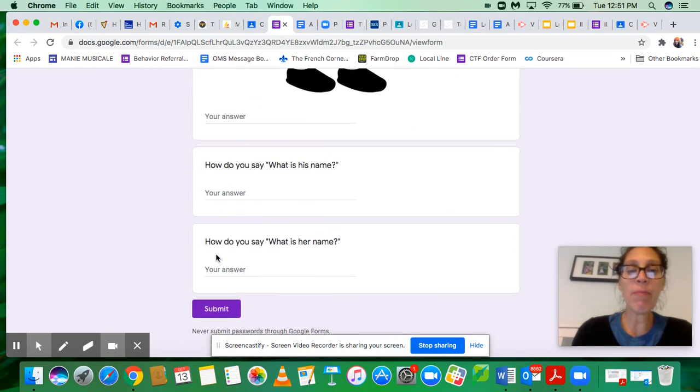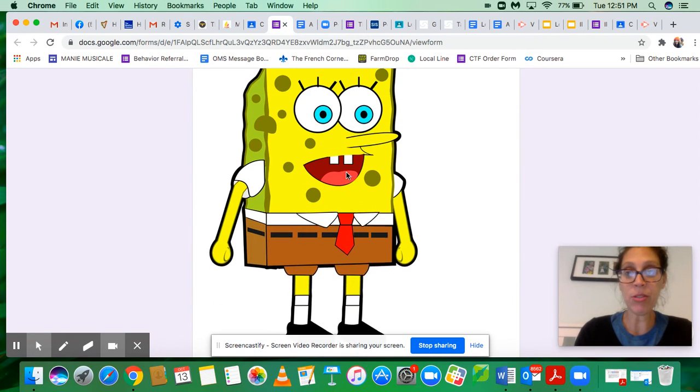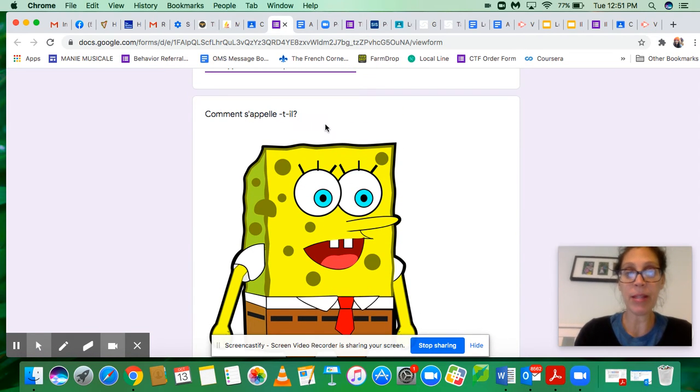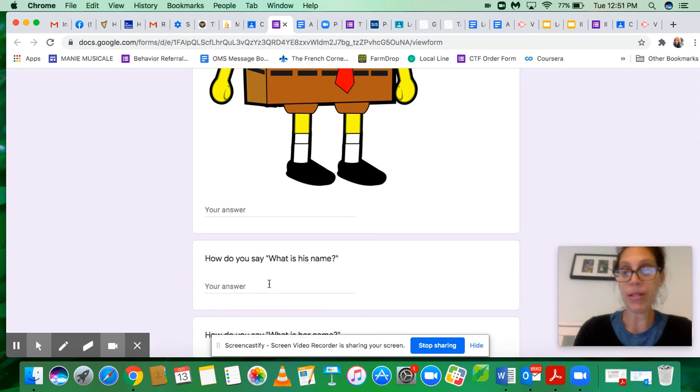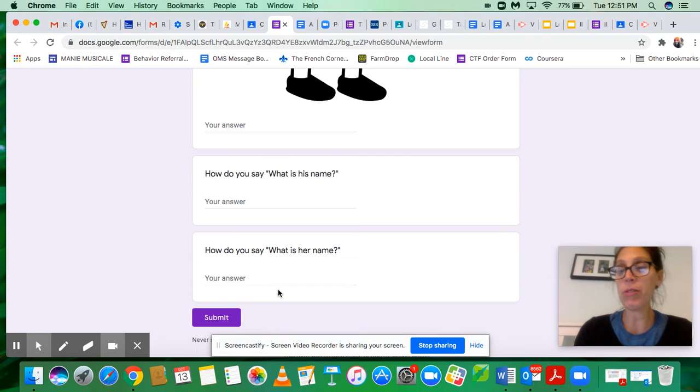On the very bottom, it says, how do you say what is his name? How do you say what's her name? These are the questions we've seen over and over again in this Google form. So you want to make sure you spell it correctly. Just look above, comment s'appelle-t-il? And then you would type that down below. What's her name? Comment s'appelle-t-elle?